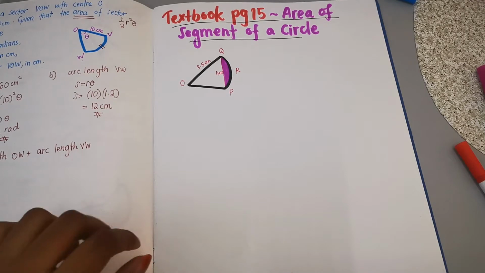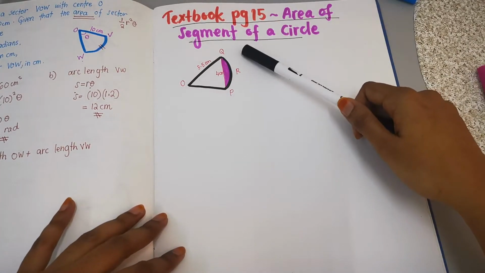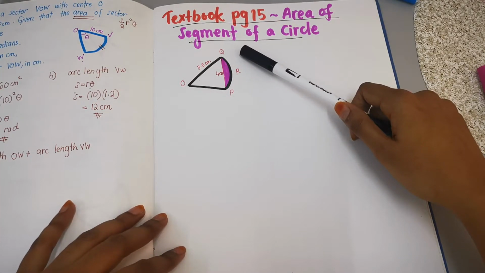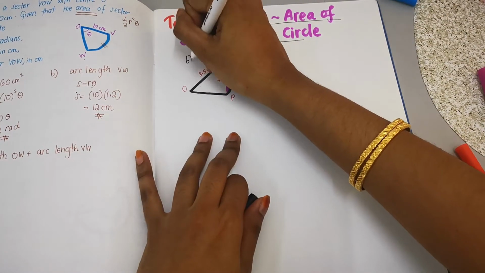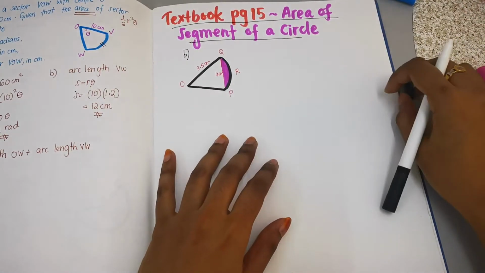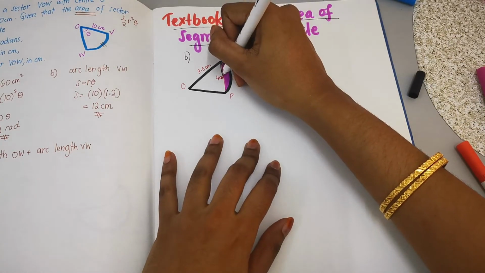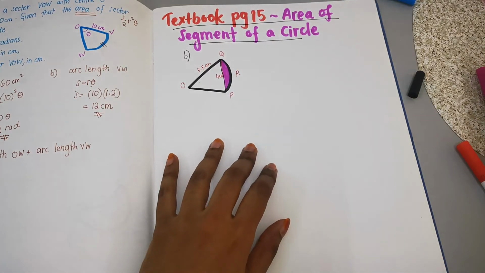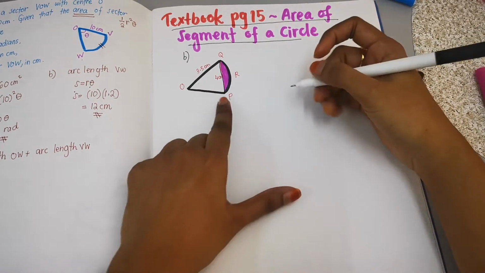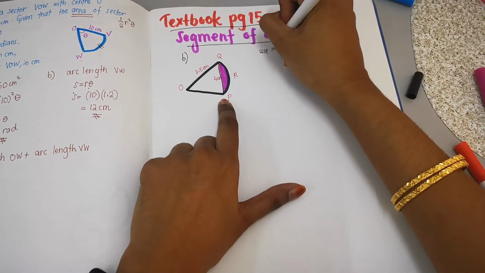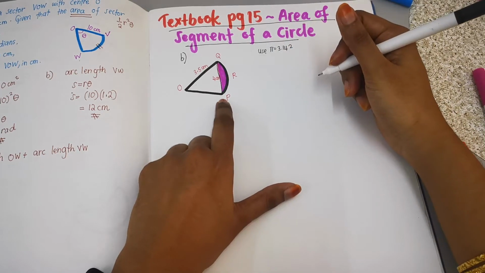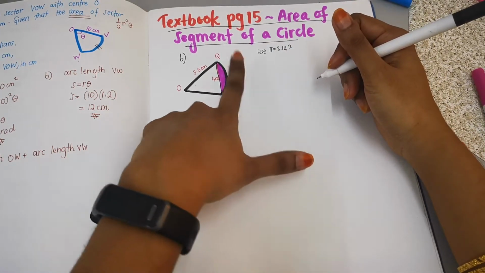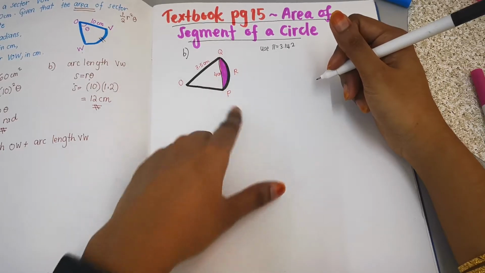Okay, so let's look at the example on textbook page 15. Area of segment of a circle. This one I'm doing is part B. I want you to understand this part B, then we can go into the exercises. We are supposed to use pi as 3.142, and find the area of this shaded region PRQ.